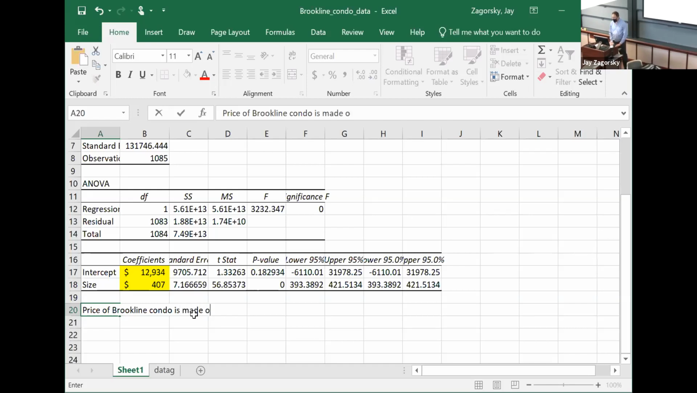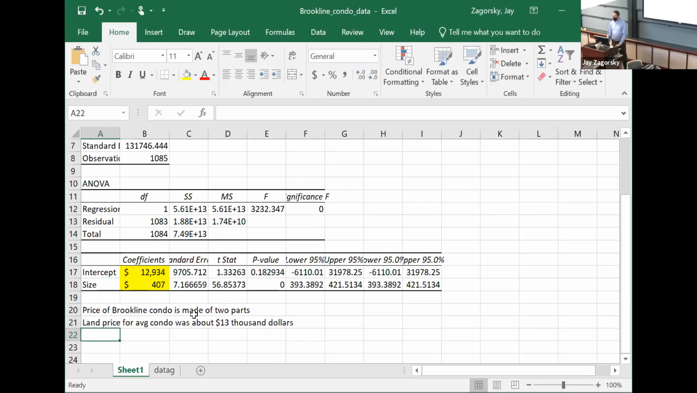So the typical condo in Brookline in this year, the land value is made up of 2 parts. Land price for the average condo was about $13,000. Notice I'm rounding, and people go, oh, I can remember $13,000. If I say it's 12,934, you people are like, what? And you forget about it within 5 seconds.